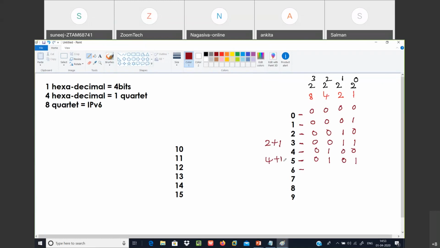And what about 6, guys? 6 is 4 plus 2, right? Means 4 is on, 2 is on, remaining are off. And how can I do 7? 7 is 4 plus 2 plus 1, right? Means it should be 0, 1, 1, 1. And 8 is 1, 0, 0, 0. And how can I write 9? 8 plus 1 is 9. So 8 is on, 1 is on, remaining should be off.